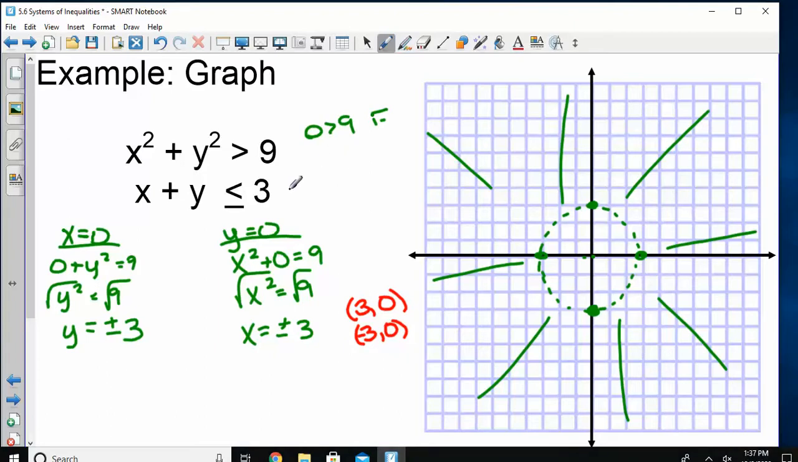So this one is a line, isn't it? So we can solve for y. So this one has a y-intercept of 3, slope negative 1. Solid or dash? Solid, because it was equal to.